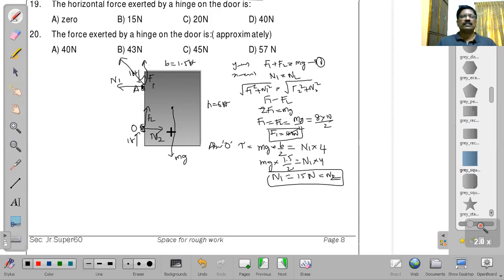Therefore, the net force exerted by the hinge on the door, F hinge, is equal to the square root of F1 square plus N1 square. The square root of F1 square, where we got 40, so 40 square plus N1 square, where we got 15, so 15 square. When you simplify, approximately you will get 43 Newton. Of course, if you simplify, you will get 42.72 Newton, that is nearly equal to 43 Newton. So this is the net force exerted by the hinge on the almirah.